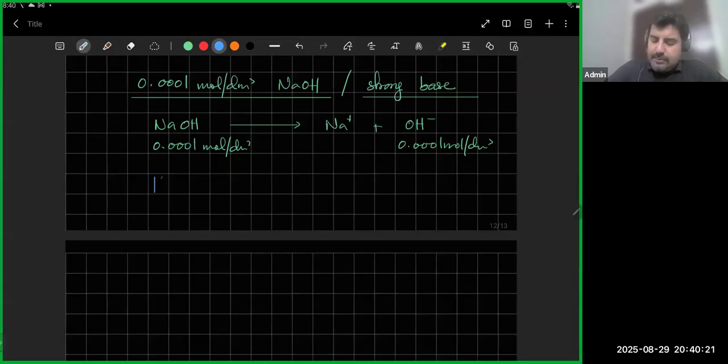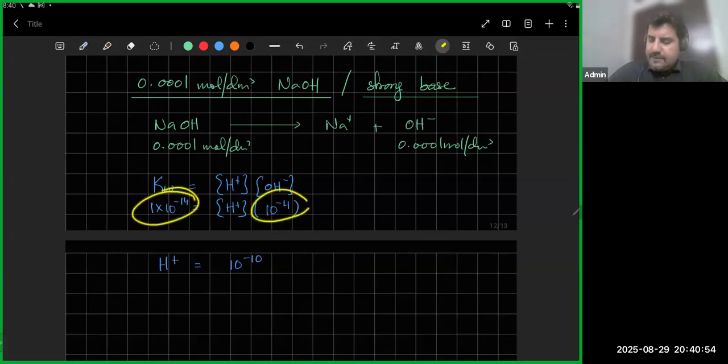So you're going to use the Kw expression. Now you know what Kw is, 1 times 10 power minus 14. You don't know what H+ is, so that is unknown. But you know what the OH ion concentration is, that is 10 power minus 4, I think, right? So what is the concentration of H+? Divide 1 times 10 power minus 14 by 10 power minus 4, and that's going to give you 10 power minus 10.